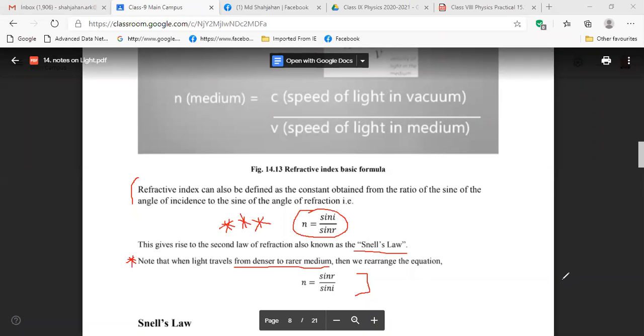So for getting the refractive index for any medium, we are using this formula. That formula is only for speed of light in vacuum and speed of light in other medium, okay? But this formula is for any medium. You are going from water to glass, or glass to water, or glass to glycerin, or air to glass. Any medium you are going, you can use this formula to get the refractive index by getting the values of angle of incidence and angle of refraction.